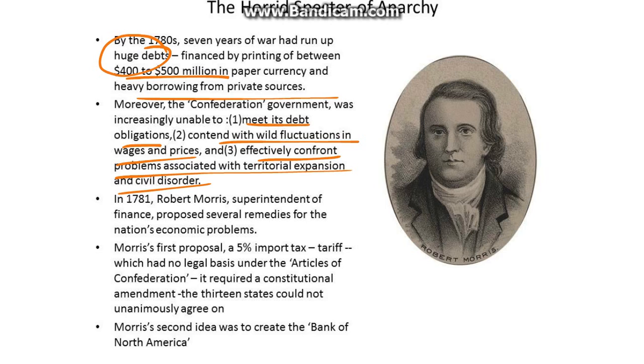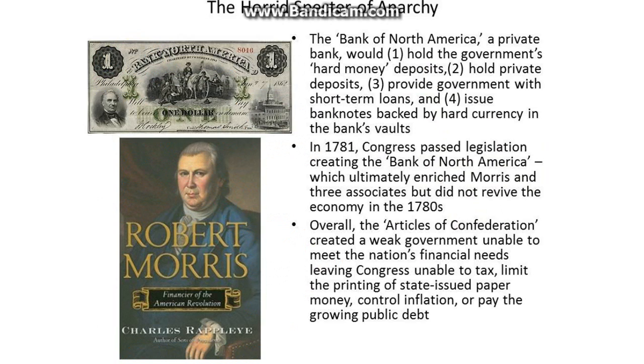In 1781, Robert Morris, who was the superintendent of finance, proposed several remedies for the nation's economic problems. His first proposal was a 5% import tax, a tariff which had no legal basis under the Articles of Confederation, required a constitutional amendment, and the 13 states could not agree on that amendment. Morris's second idea was to create a Bank of North America.